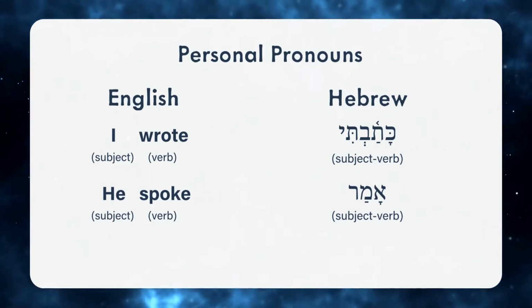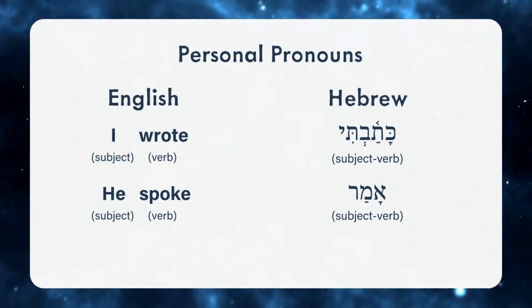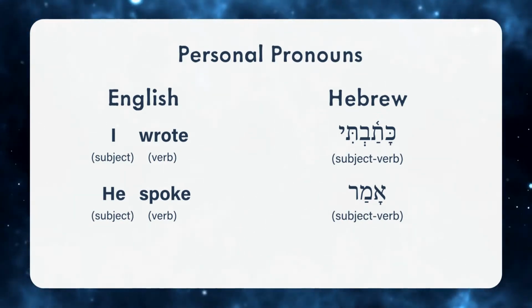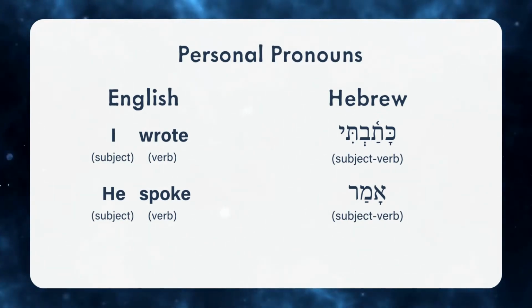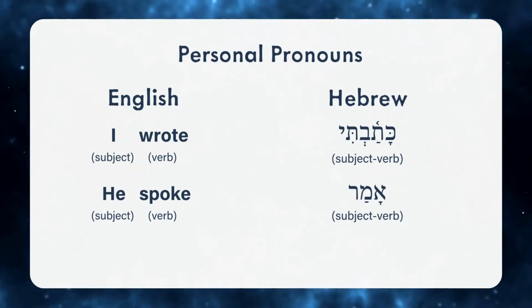But if I look over on the right, in my Hebrew, even if I can't read Hebrew, I can see there's only one word, no spaces. So the first one is katavti. My subject and verb are contained within there. That means I wrote. Or I have amar. And that's my subject and verb. It's contained within there. And so that's he spoke.